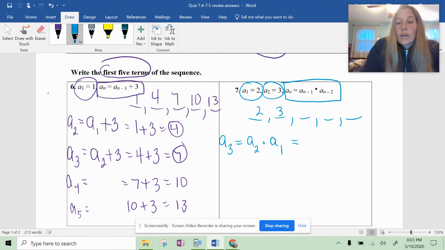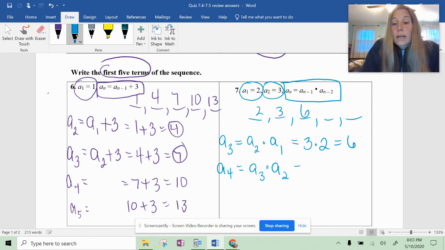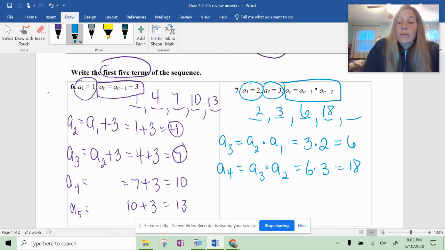In this case, I know a sub 2 is 3. I know a sub 1 is 2. And when I multiply those together, I get 6. So basically 2 times 3 was 6. So to find the next term, a sub 4, I'm going to do the one before it, which is a sub 3, times the one that's 2 before it, which is a sub 2. So I'm basically going to be multiplying 6 times 3, which is 18.